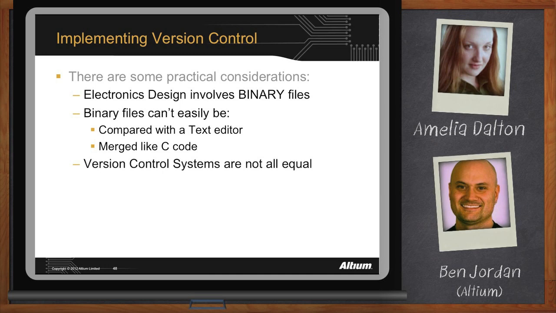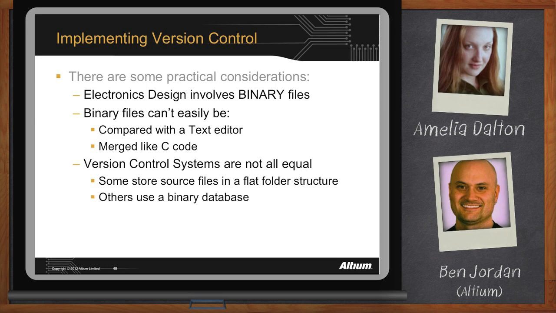Okay. Also, not every version control system is created equal. Some store source files in a flat folder structure, for example. This is fine, except you may run into problems if you need to store the same file but a different revision of it, because what it does is it would force you to change the file name, and that's not really convenient or conducive to a good workflow. Right. So you need to evaluate different version control systems very carefully and make sure they're going to do what you need them to do.